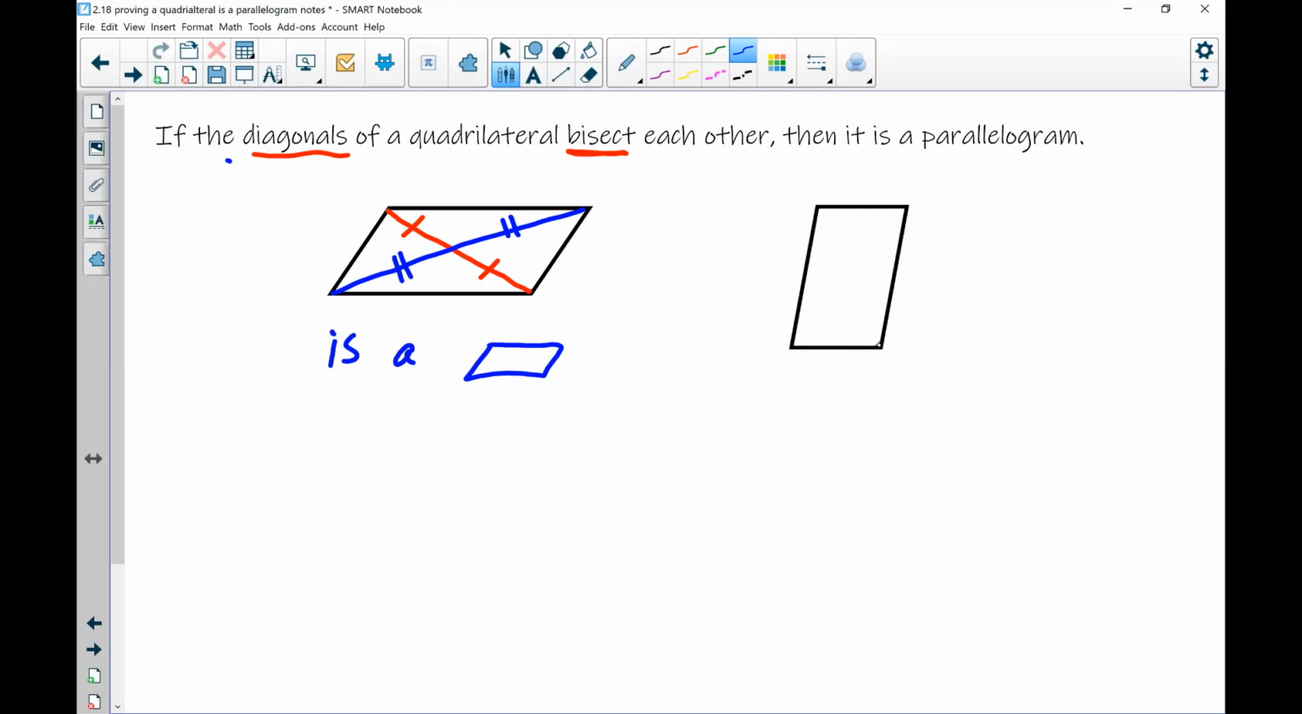Over here though, maybe they could just show us one diagonal, and they'll give us this center point and say this is 10 and this is 10. But do we know anything about our other diagonal? No. Or let's say they say this one over here is 12 and this part is 10. Is this second diagonal cut equally in half? No, it's not. So that's not a parallelogram.